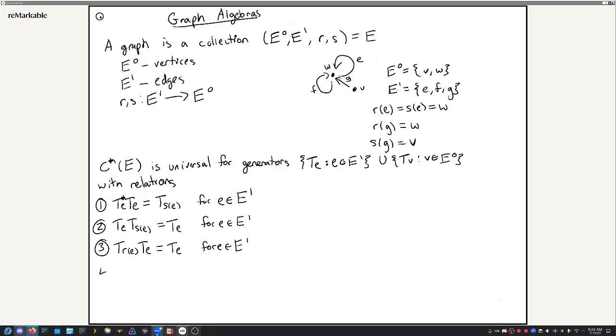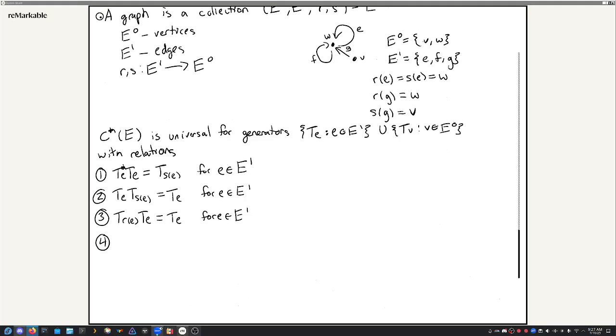And now we have a relation for vertices. So the relation is that the sum over all edges whose range is V of T sub E, T sub E star is T sub V. But we only have this relation if there's at least some edge which points into V.